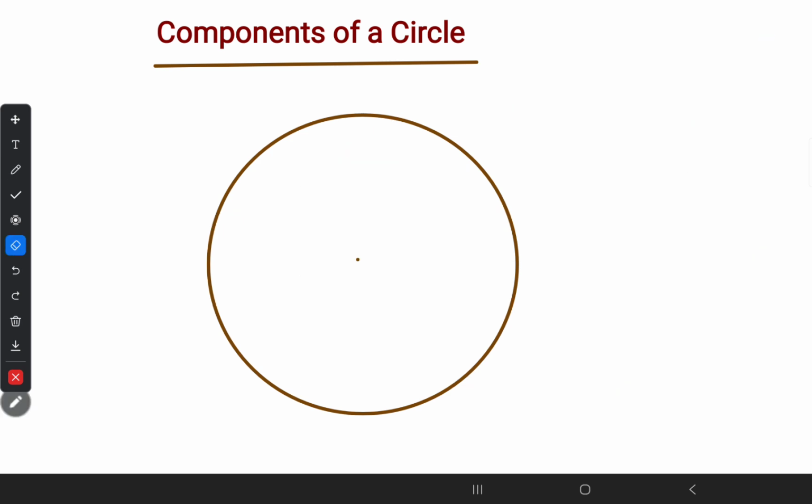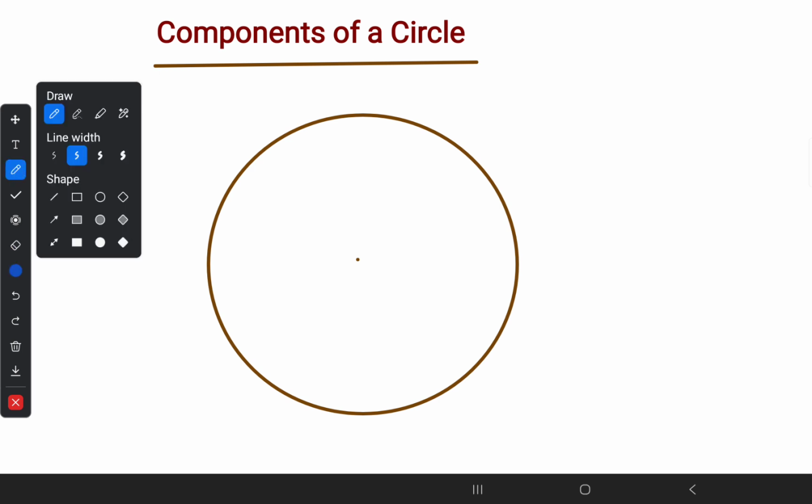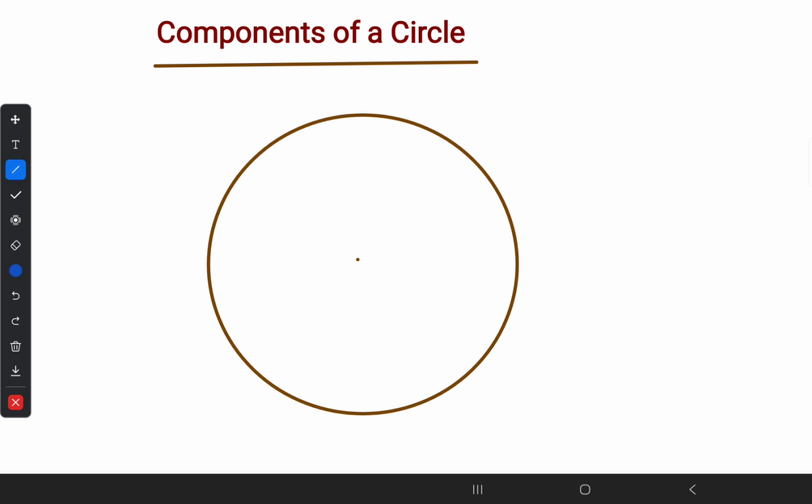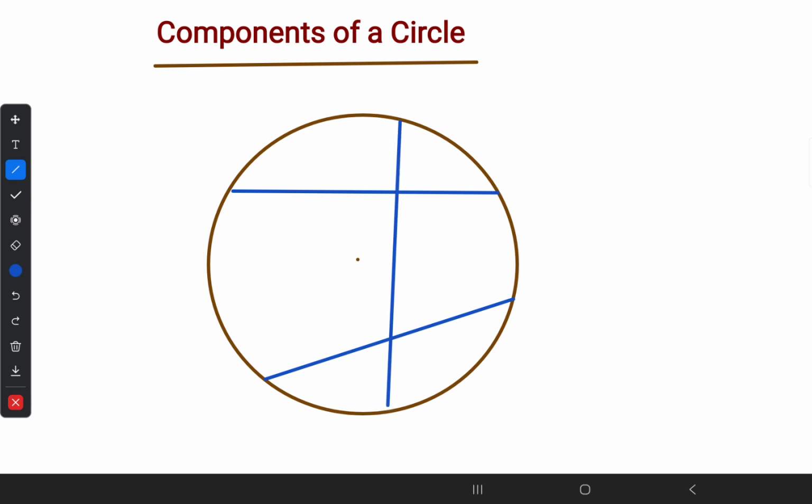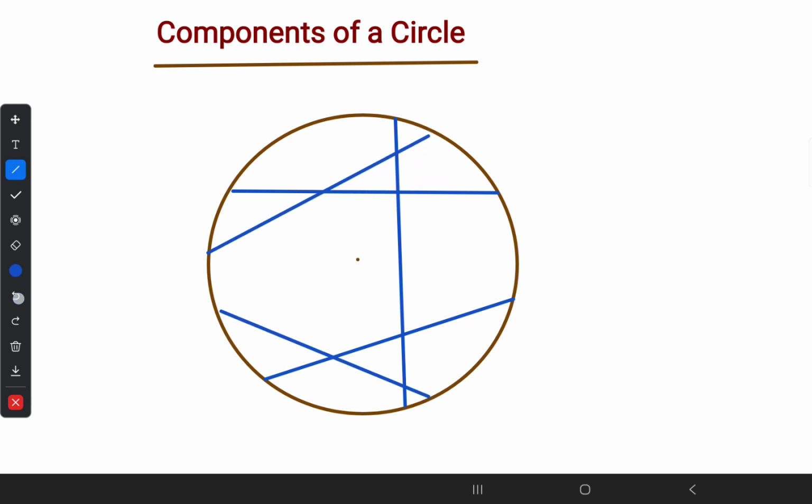In the next set of components, we are going to use the term chord. Chord means from the circle you select a point and connect it to another point in the circle itself. There is no other restriction. Select a point and connect another point in a circle. We can draw an infinite number of chords.